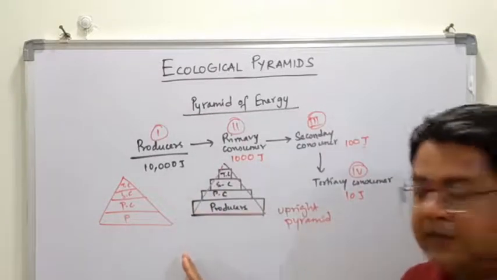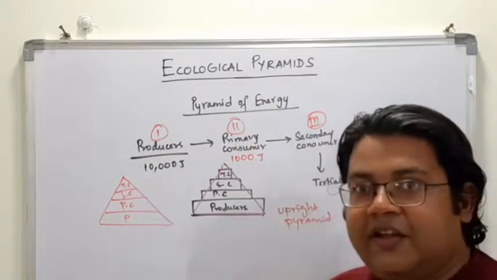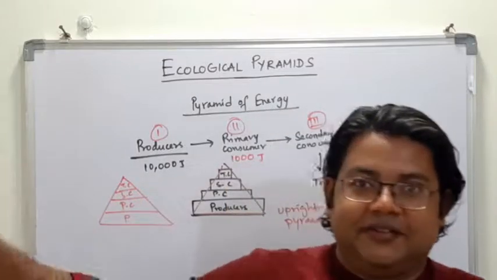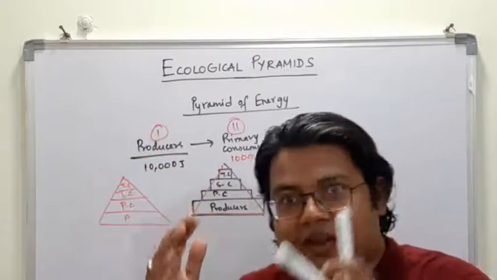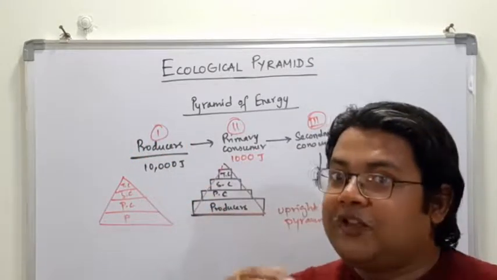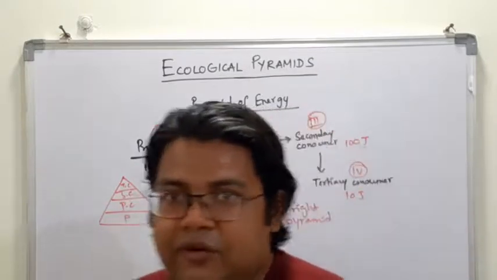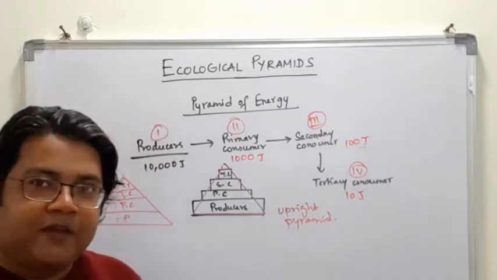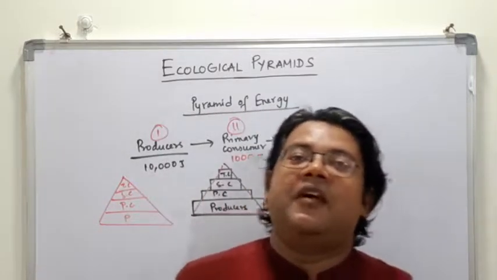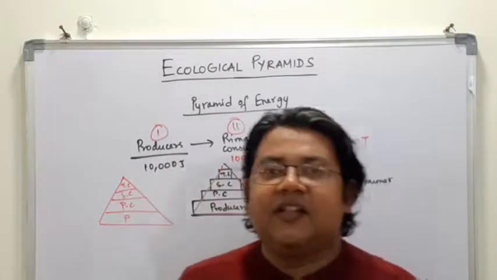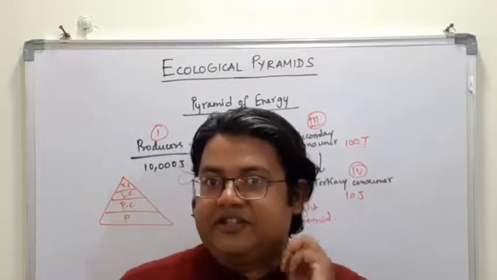Have you understood this? This should be very clear, because we have discussed all this. That's why I have said that what we have learned in the last lectures will all get summarized, and we will use all those ideas in understanding the pyramids. So the pyramid of energy, you will find, is an upright pyramid. Now think, can there be an inverted pyramid of energy in any ecosystem? Can there be an inverted pyramid of energy in the ecosystem?